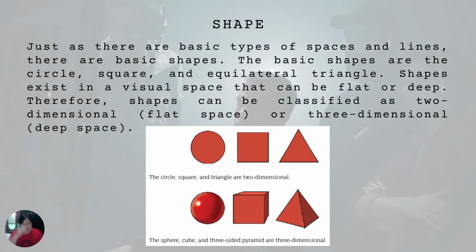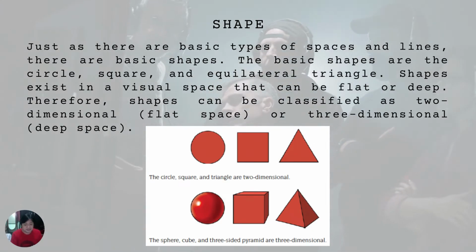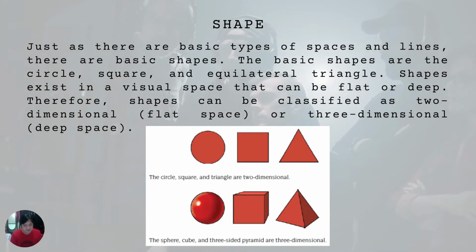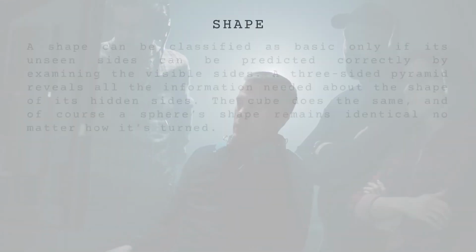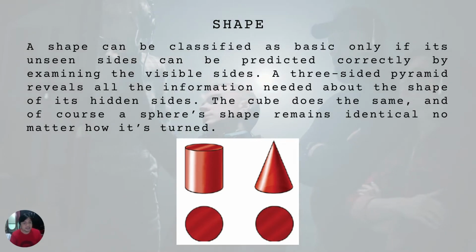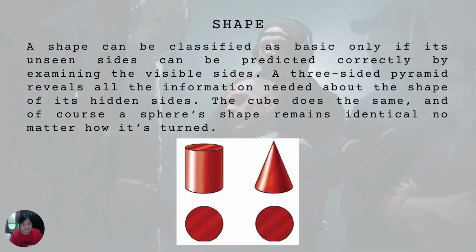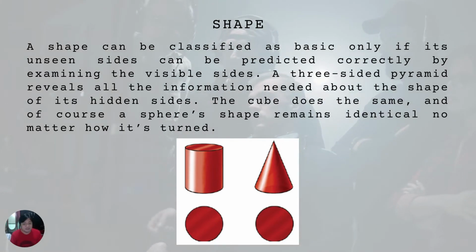Now, in the images in front of you, the circle, square, and triangle above are two-dimensional. The sphere, the cube, and the three-sided pyramid are three-dimensional. See the difference between the two? But of course, it still suggests certain lines. Now, a shape can be classified as basic only if its unseen side can be predicted correctly. By examining the visible sides, the three-sided pyramid reveals all the information needed about the shape of its hidden side. The cube does the same. And of course, the sphere shape remains identical no matter how it's turned.